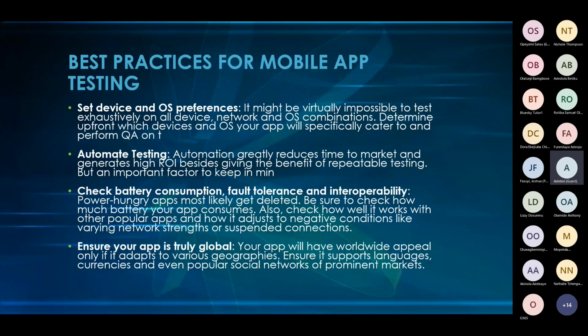Automation greatly reduces time to market and generates high ROI, that is return on investment, besides giving the benefits of repeatable testing. An important factor is to keep it in mind as part of best practices for your mobile app. Some companies might say they are not doing automation testing, and some might say, okay, we only want to do manual testing. It depends. But as a mobile tester, you need to be able to let them know that when we automate some of our testing, this is how it works.